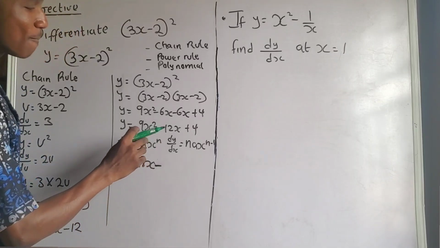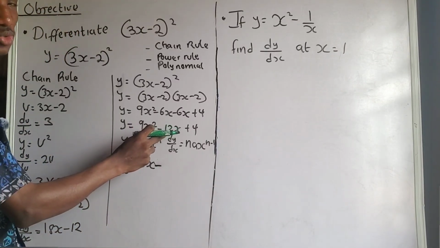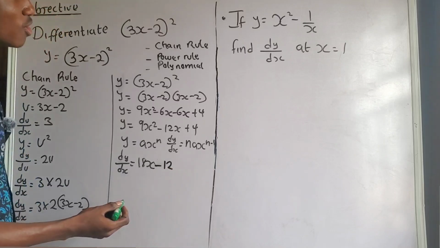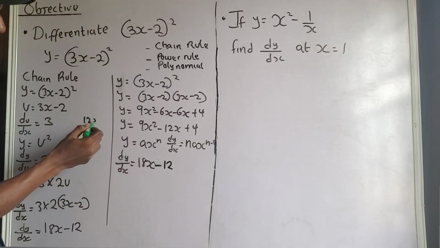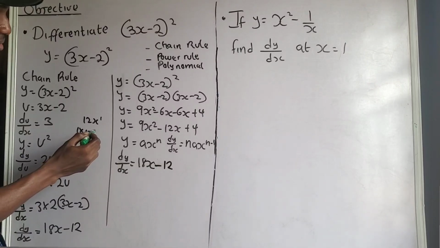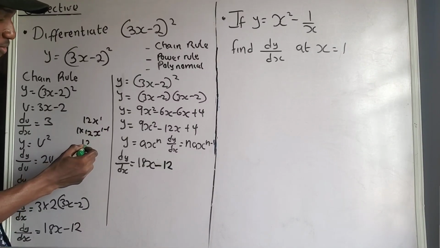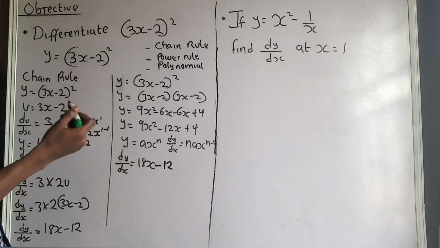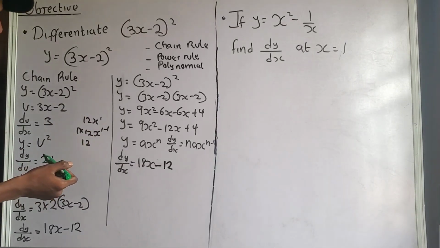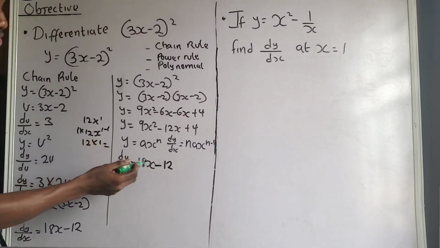18x minus, now, let us differentiate negative 12x. If you differentiate 12x, you're going to have 12. Because for 12x, you're going to have 1 times 12, x raised to the power of 1 minus 1. That is 1 times 12 is 12. X to the power of 1 minus 1, that is x raised to the power of 0. And if you raise x to the power of 0, you're going to have 1. 12 times 1 is what? 12. So I have 12 here.